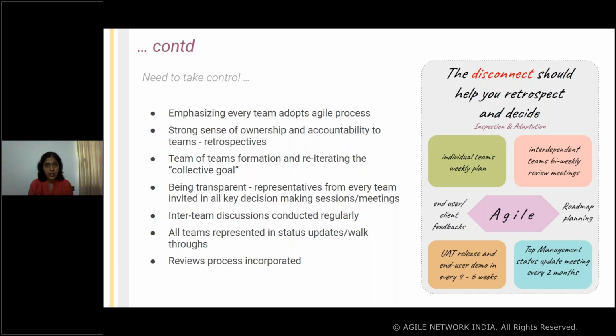Then review processes were incorporated, because reviews and audits are the way in which we can ensure that whatever processes we claim we are following are actually being followed. So we made sure we put the review process in place and that it happens regularly. The diagram on the right lists what we did when we were practicing agile.